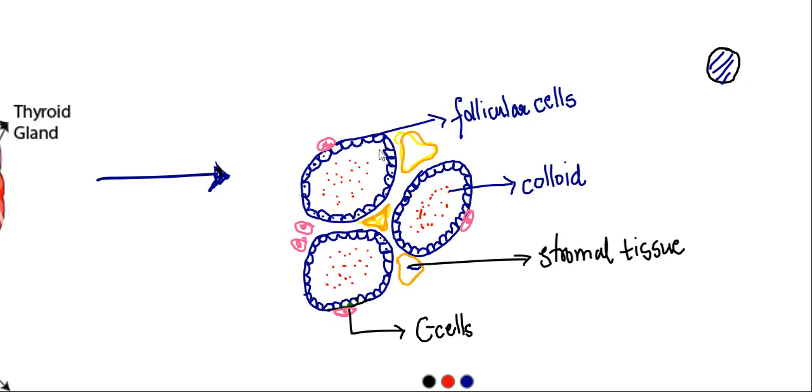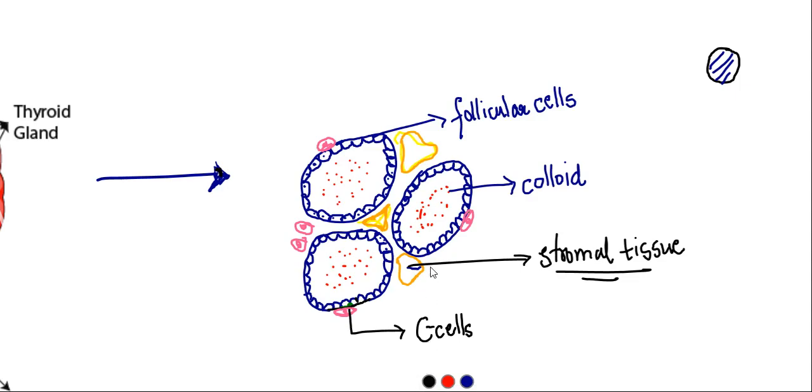Now these follicular cells are the ones that are responsible for the production of the thyroid hormones. These follicles are present in the thyroid gland, and they are connected by a tissue called the stromal tissue. So the matrix in between the follicles is nothing but the stromal tissue. That is this. So this whole thing is the stromal tissue.